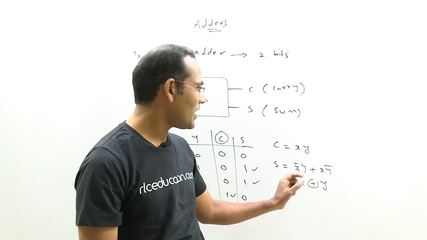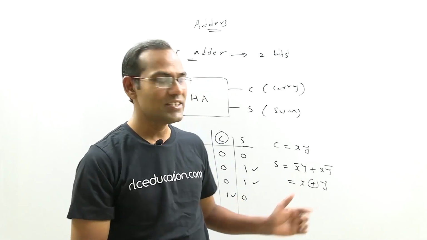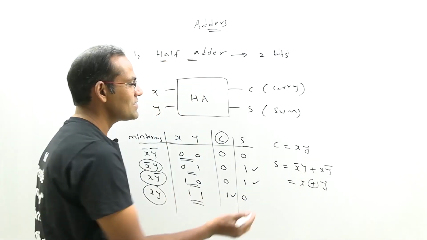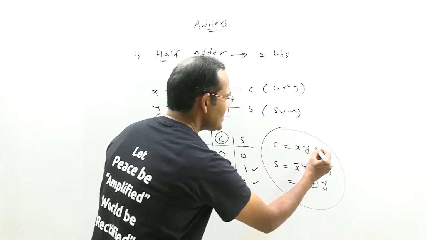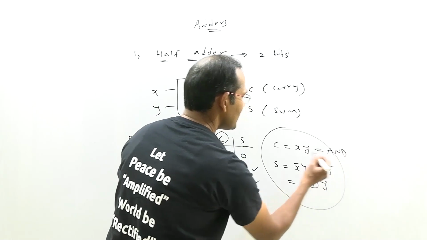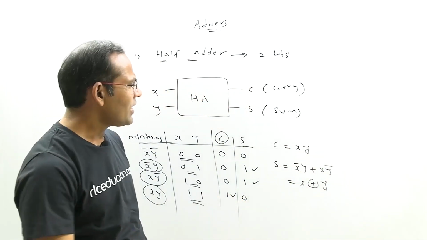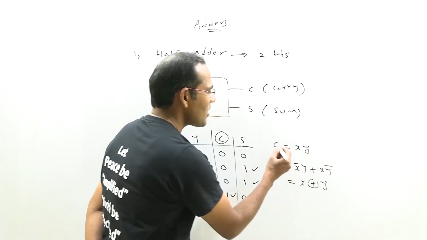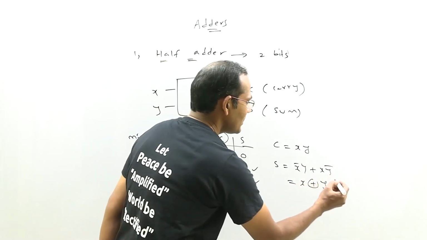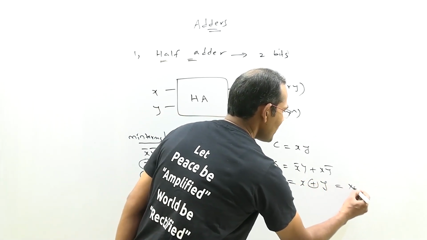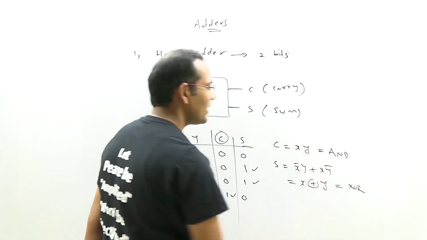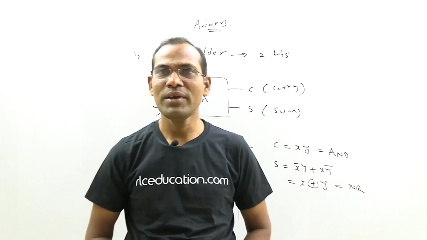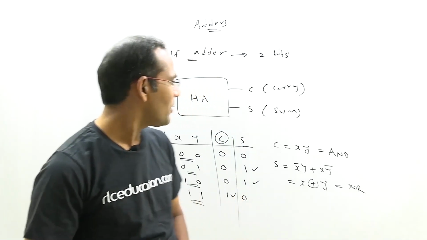That is one standard expression. So finally sum is x XOR y and carry is xy, that is AND operation. Finally the expressions of carry and sum are like this. Sum is XOR and carry is AND. Carry is AND operation, sum is XOR operation.